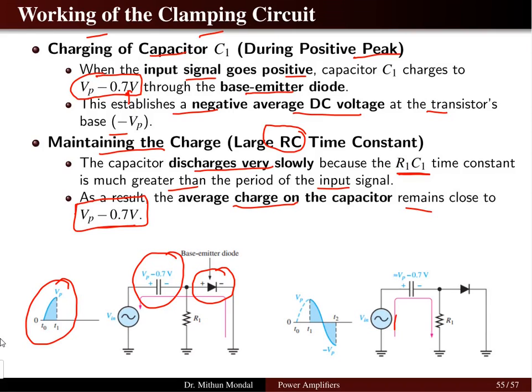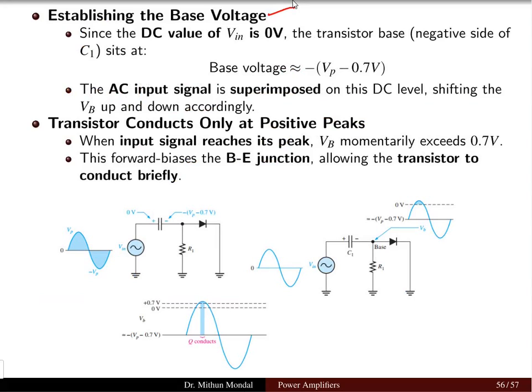So here we have the cycle of the AC, which is basically charging the capacitor to a potential Vp minus 0.7, which is due to the base emitter threshold drop. And you have to establish the base voltage. The DC value of Vin has to be 0 volt. Then the transistor base will be at the negative side of C1. So base voltage will now be negative of Vp minus 0.7. And the AC input signal is superimposed on this DC level, shifting the voltage up and down accordingly.